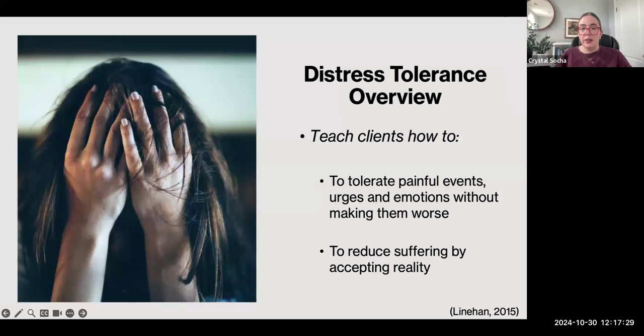absolutely. So with distress tolerance, what we're really teaching the people that we're serving is to learn how to tolerate painful events, urges, and emotions without making things worse. So these skills really help us when we've experienced some really intense pain that can't be resolved in that moment. We know pain is part of the human experience. We can't avoid pain. And so what we're really also teaching individuals is to reduce suffering by accepting reality. And it sounds easier said than done.